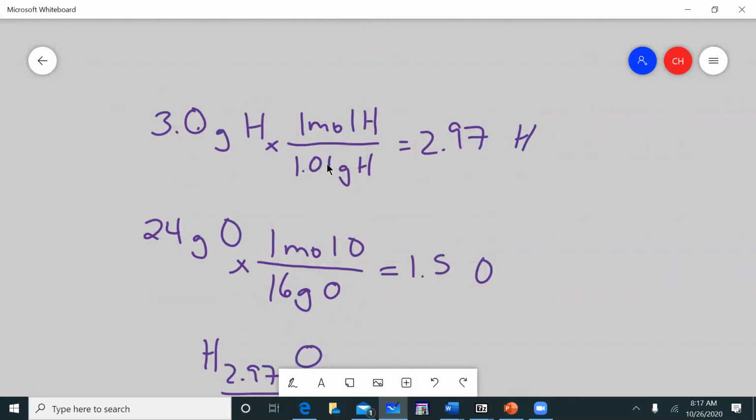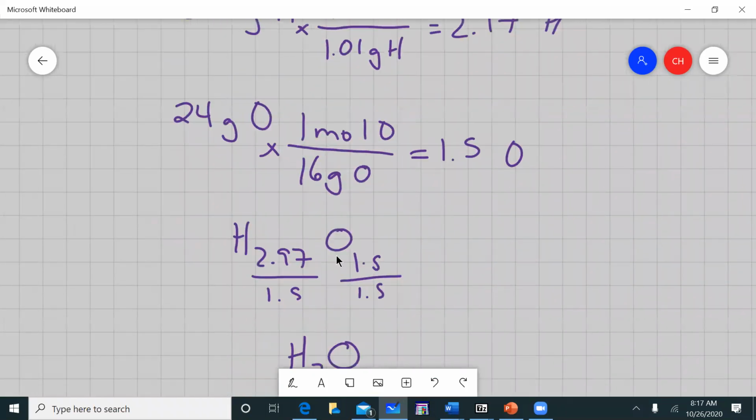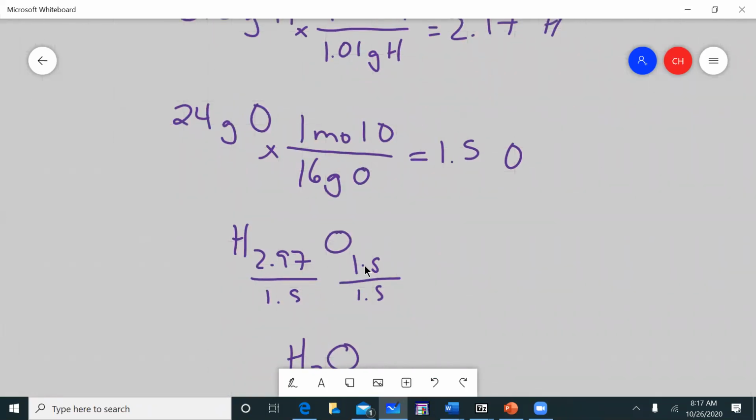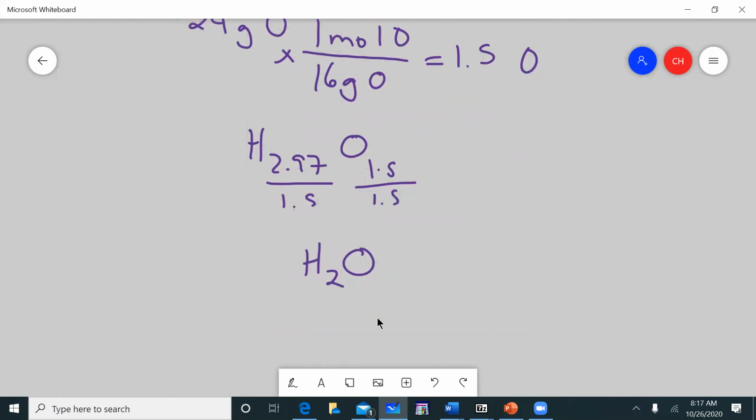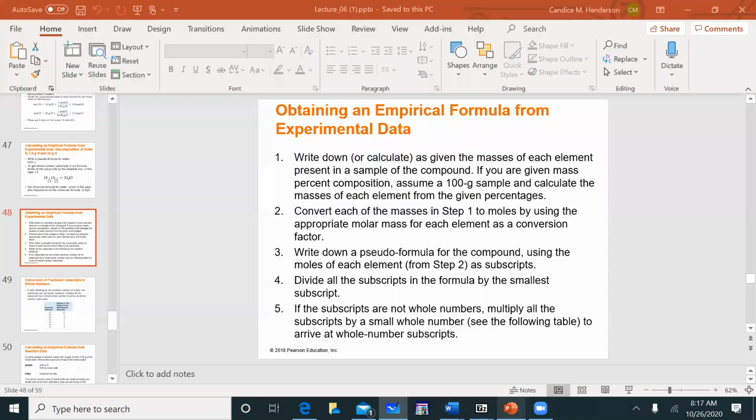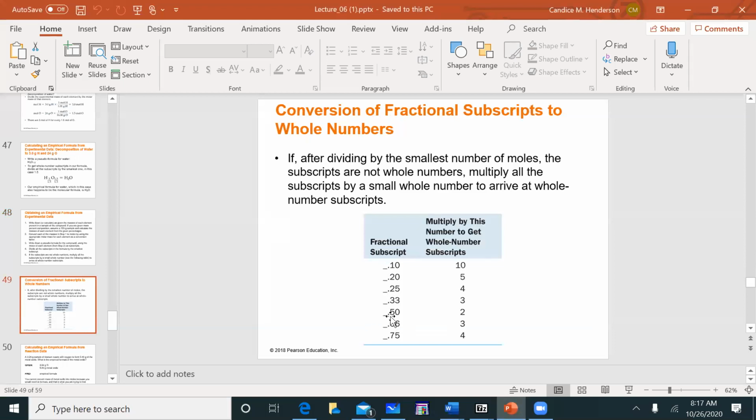So we've now been able to derive our formula from a mass value. We take the mass, convert it to moles, get our moles, write a pseudo formula with those clunky decimals, divide by the smallest decimal. Hope you get whole numbers. If for some reason you didn't get a whole number, then you want to multiply by some sort of factor. Here are the factors. Let's say you ended up with 0.5 still left over, you'd want to multiply everything by a factor of 2 to get rid of that half decimal. If it was 0.25, you'd multiply by 4. If it was 0.33, you'd multiply by 3. Hopefully some of those are common sense.